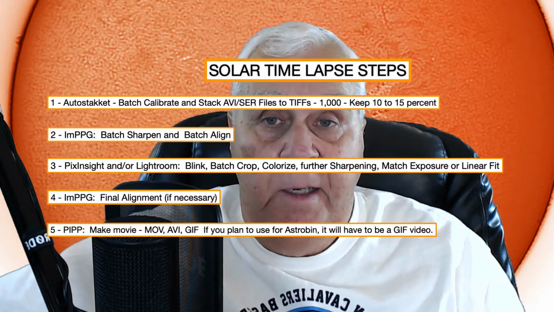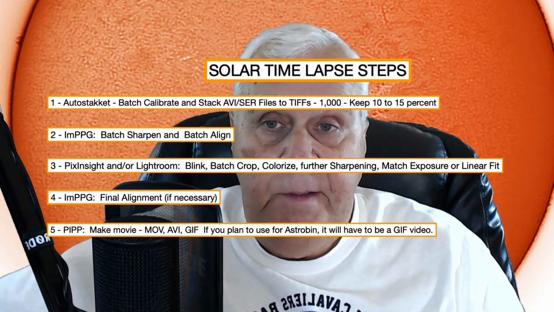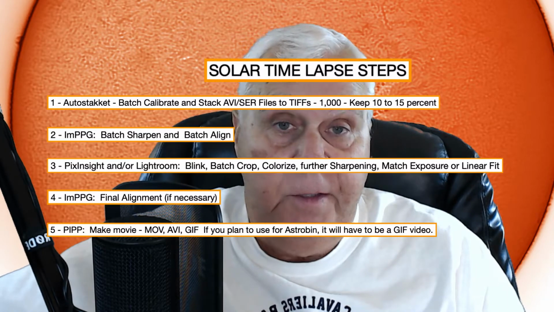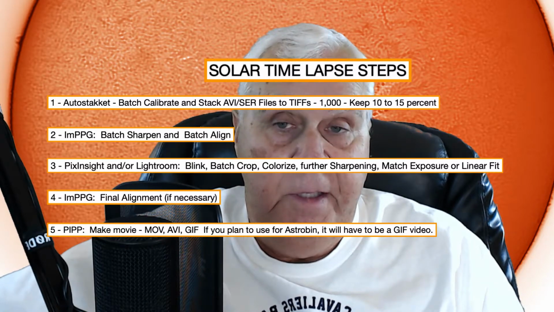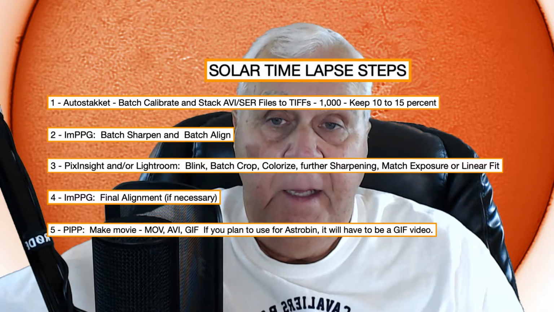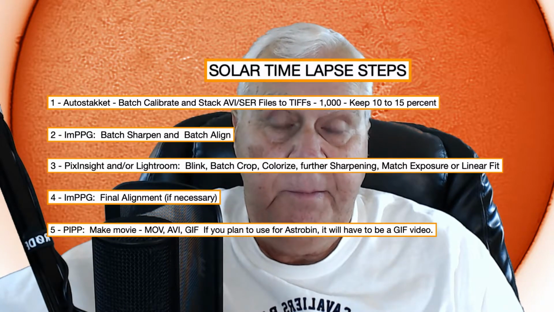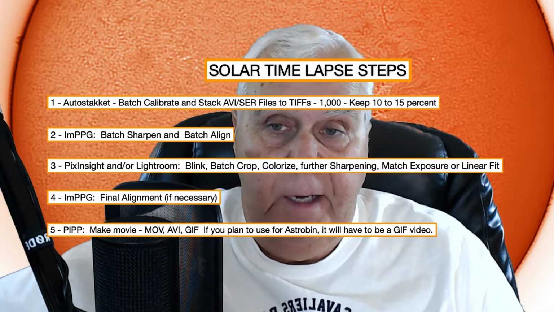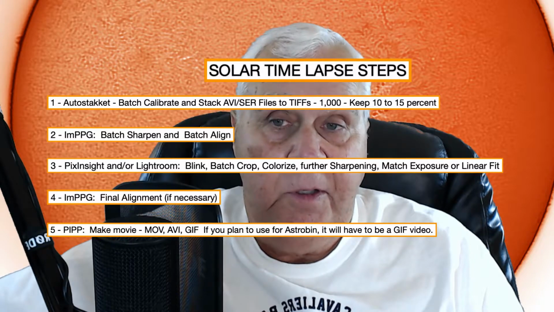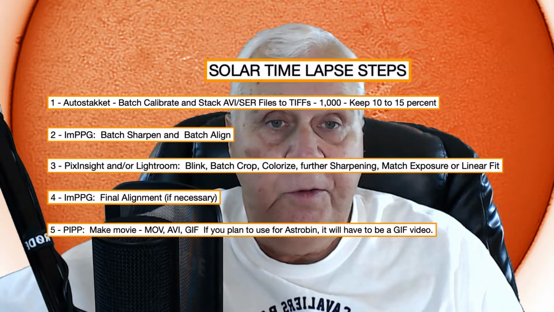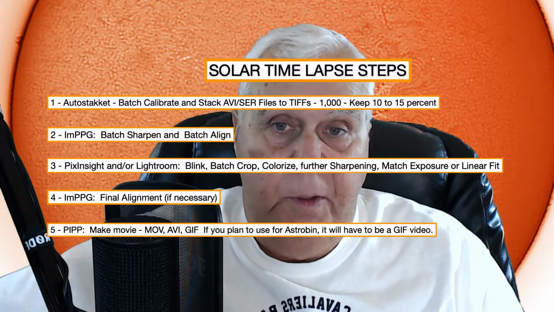Then I usually take the images, which are now TIFF files from AutoStakkert, and I load them as TIFF files into batch sharpen, and I save them in batch alignment. They become 8-bit TIFF files, and then I load them into PixInsight or Lightroom. But today we're going to use PixInsight because we're going to use linear fit. If I went into Lightroom, I would use match total exposure.